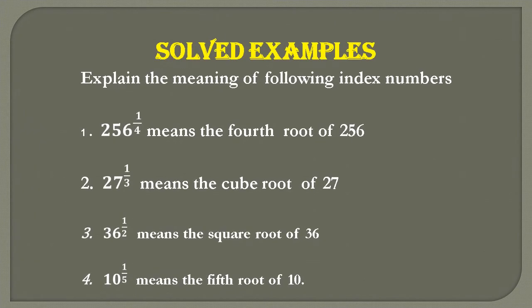Explain the meaning of the following index numbers. 256 raised to 1 by 4 means the fourth root of 256. 27 raised to 1 by 3 means the cube root of 27. 36 raised to 1 by 2 means the square root of 36. 10 raised to 1 by 5 means the fifth root of 10.